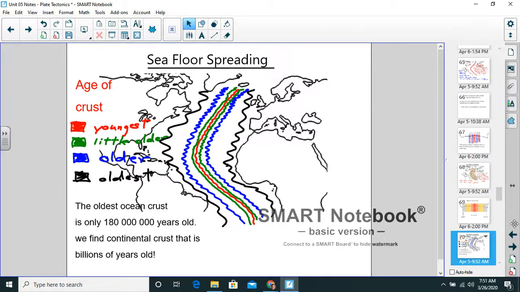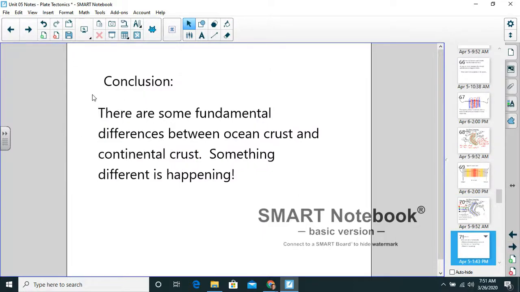Again, we've got to add this up and see what it all means. So here's a conclusion. One, there seems to be some fundamental differences between ocean crust and continental crust. Why is the ocean crust always so young? Why do we get these weird magnetic stripes? Something different is happening in the oceans.